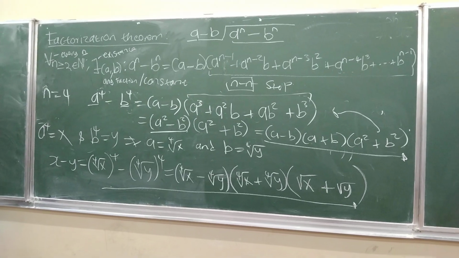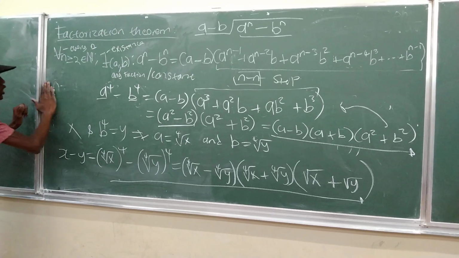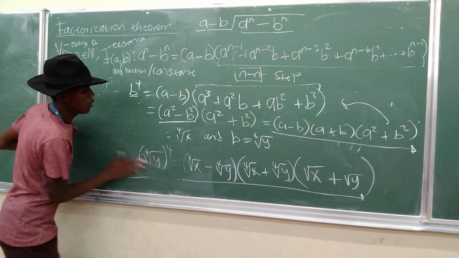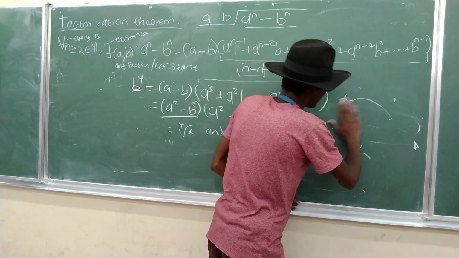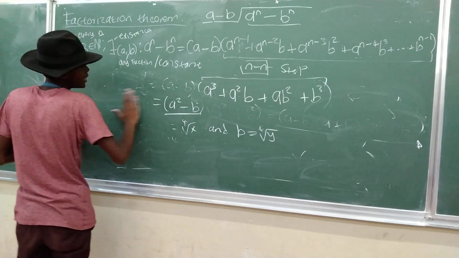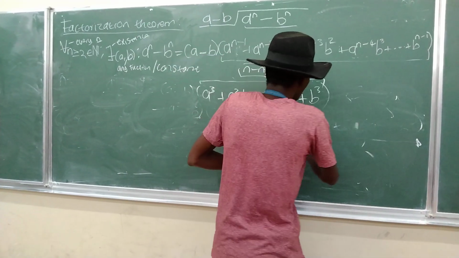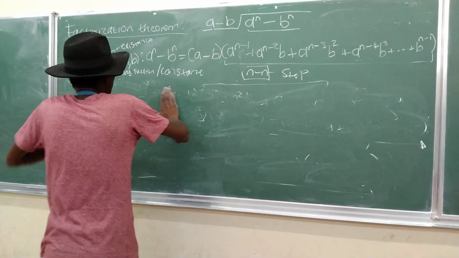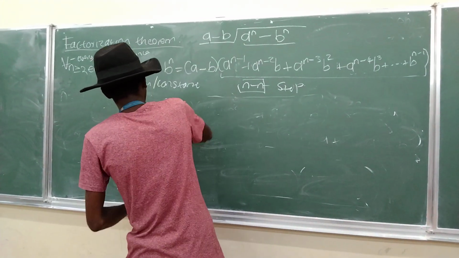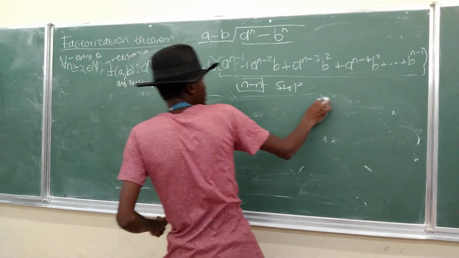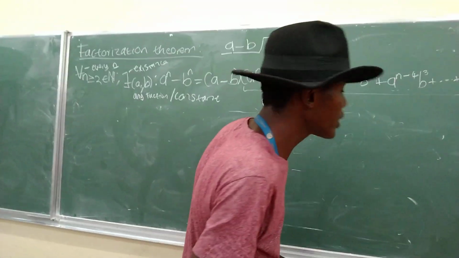So what is our conclusion in all of this? Now we can conclude correctly. Using this factorization theorem, we can express x minus y in the form of a square root, a fourth root, a cube root, any n-th root, as long as n is greater than or equal to 2 and an integer. So let me give the conclusion explanation, then we will solve the specific limit. You will get to understand what we're talking about.